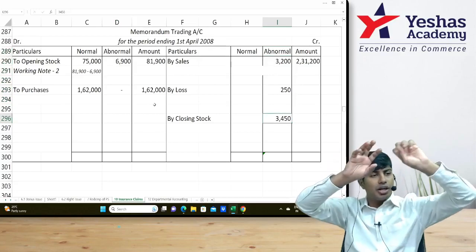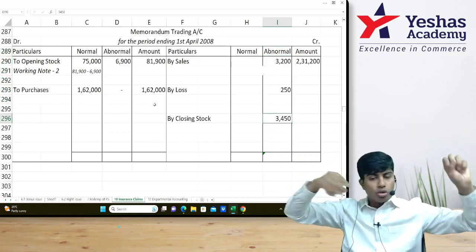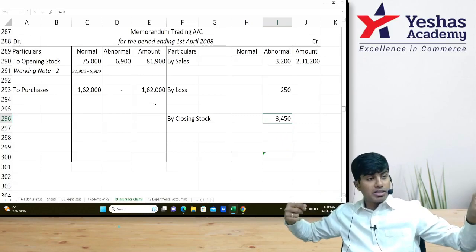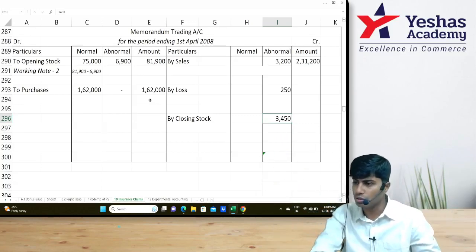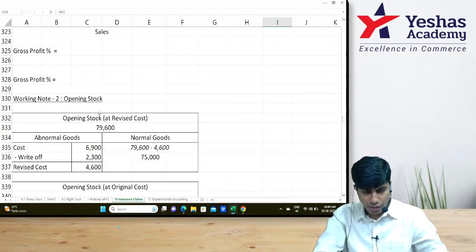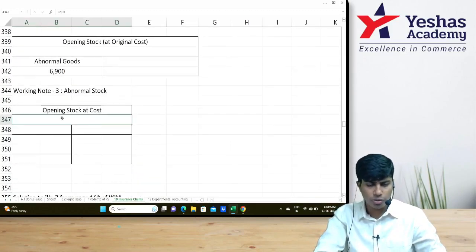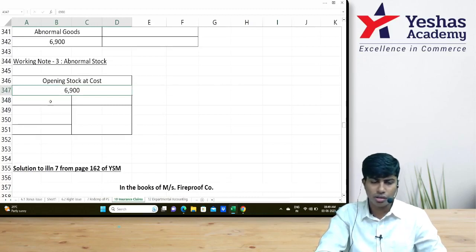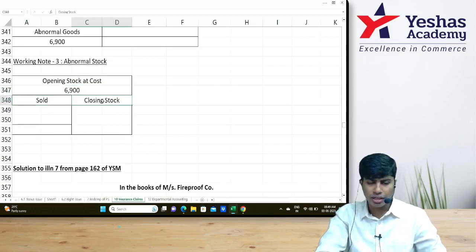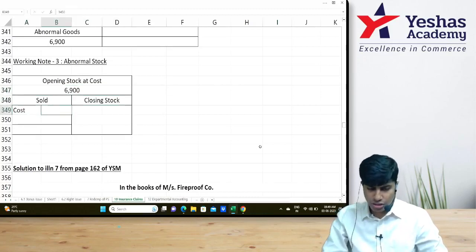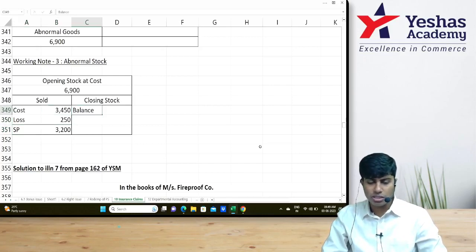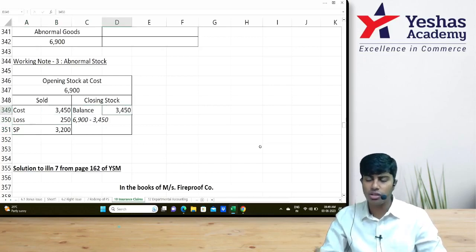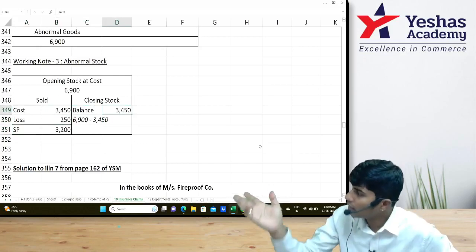Opening stock 6,900. Sold, retained. Sold, original cost 3,450. Selling price, we don't know. Loss 250. So selling price is 3,200. Closing stock will be 3,450. I'll show it to you. We can do it by way of a working note. So abnormal stock: opening stock 6,900, two parts: sold, retained. Sold part cost is 3,450. Loss is 250. So how much is selling price? 3,200. So this will be 6,900 minus 3,450, 3,450. Did you understand the working note?